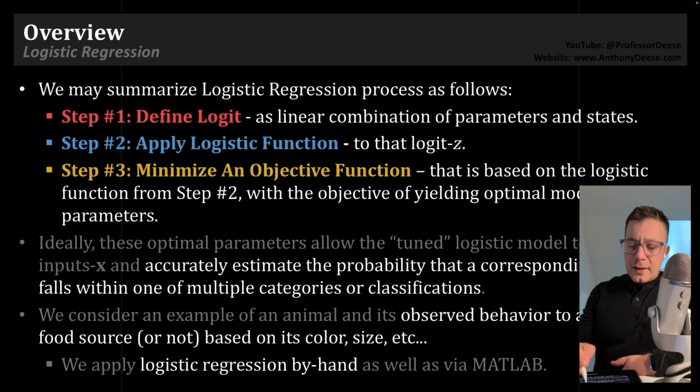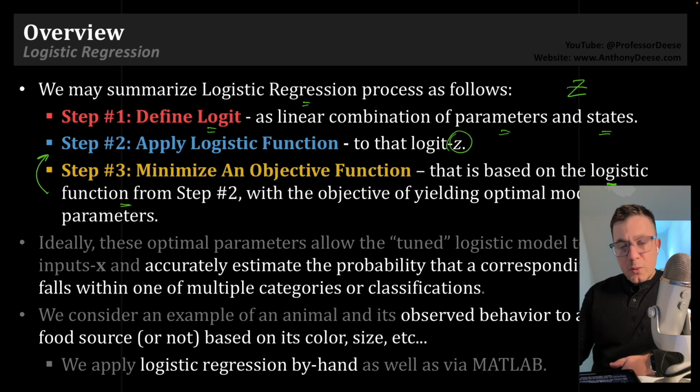We may summarize the process of logistic regression in 3 steps. First, we need to define something called a logit. We'll explain again later what that means, but essentially, it's a linear combination of parameters and states. We refer to it as Z. We then apply a logistic function to that logit, Z. And then the third step, which is probably the most complex, is to minimize an objective function that's based on the logistic function from step number 2, with the objective of yielding a set of optimal model parameters. Now, step number 3 is easier said than done, and we'll be using MATLAB for this, but there are a lot of complications involved with that.